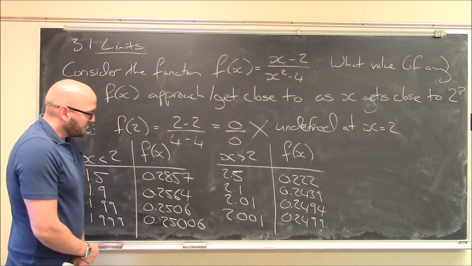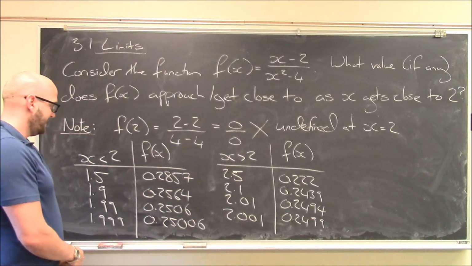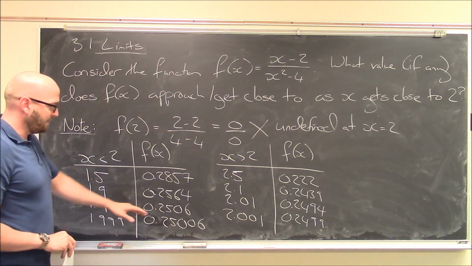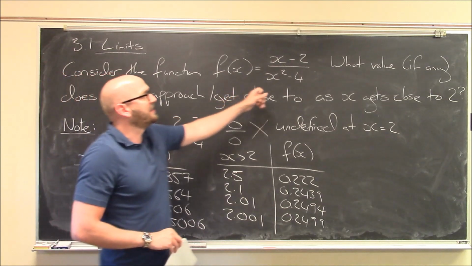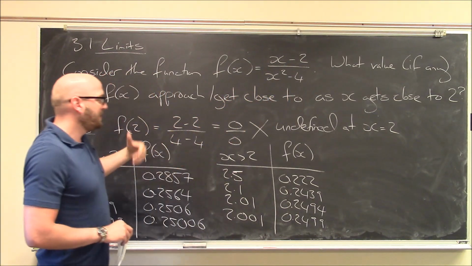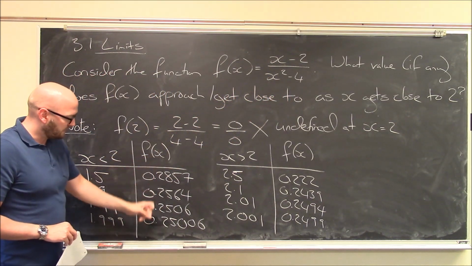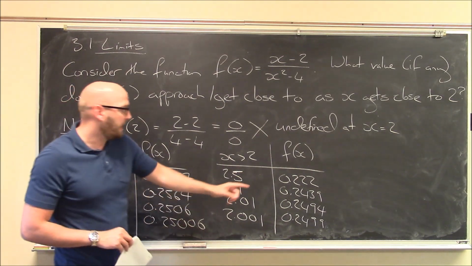So what does this look like to me? Well, it looks like exactly what we've already said, right? It looks like as x gets really close to 2, you can't plug in 2 because the function's undefined, but as you get really, really close to 2, it certainly looks like the function values are getting closer to 0.25.